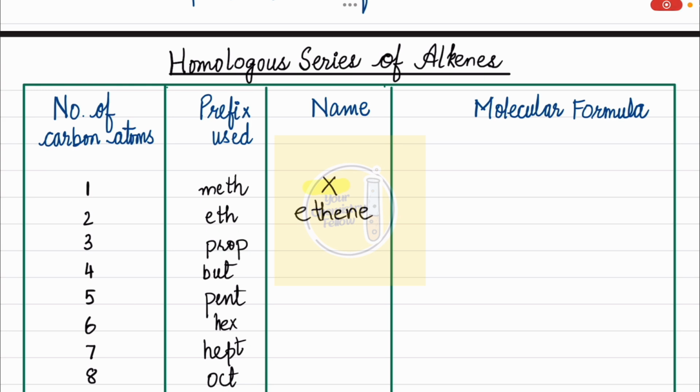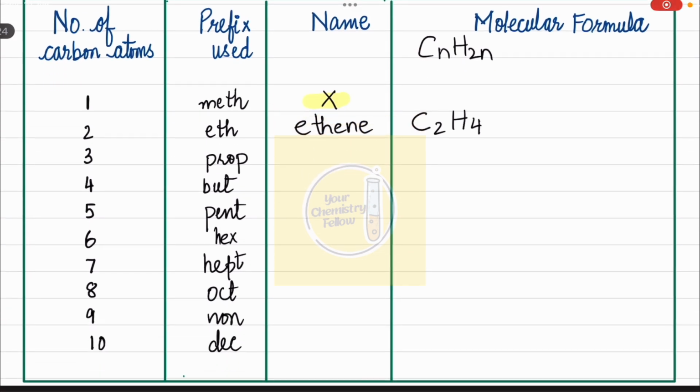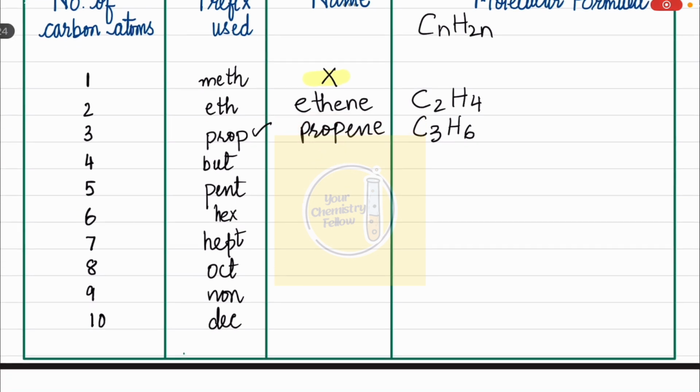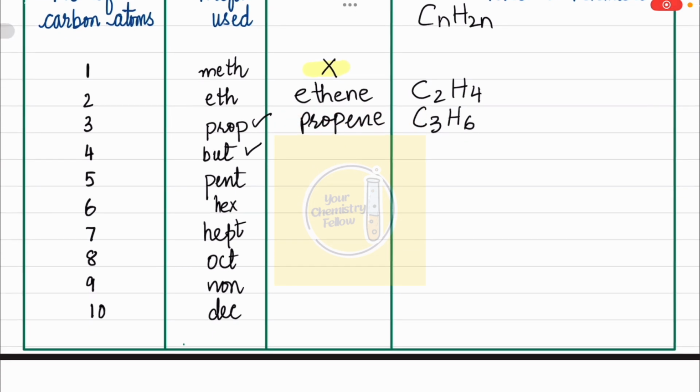Its molecular formula will be derived by using the general formula, CnH2n. What will be its molecular formula? n will be taken as 2 here and hydrogen will be 2 into 2 makes 4. So, its molecular formula will be C2H4. The next member is with 3 carbon atoms and the prefix used for 3 carbon atoms is prop. The name will be propene. What will be its molecular formula? Carbon will be 3 and hydrogens will be 2 into 3 makes 6. C3H6. For 4 carbon atoms, but is used as the prefix and its name will be butene.